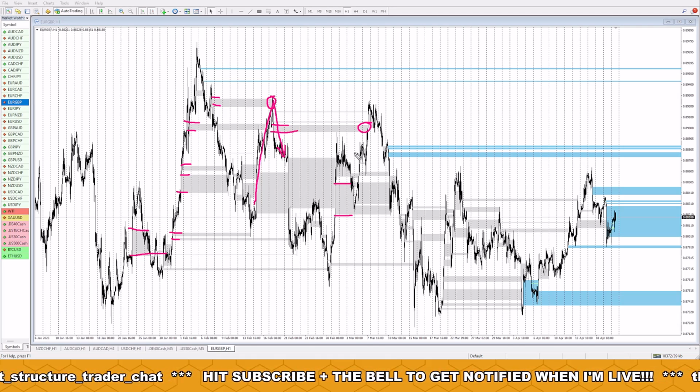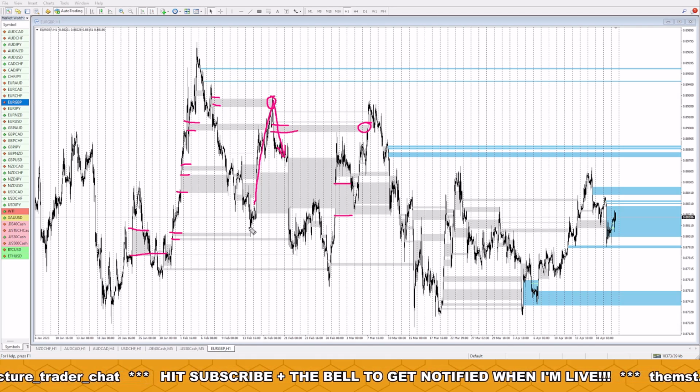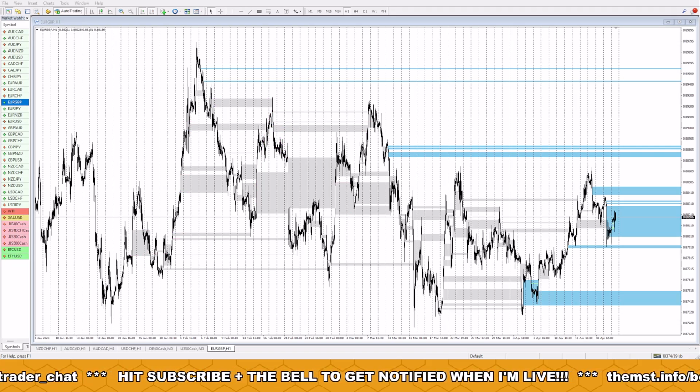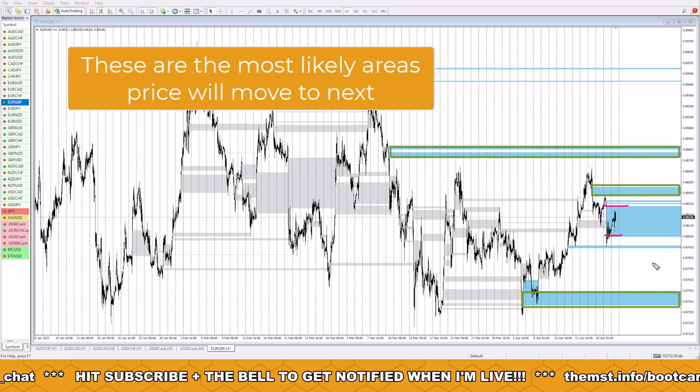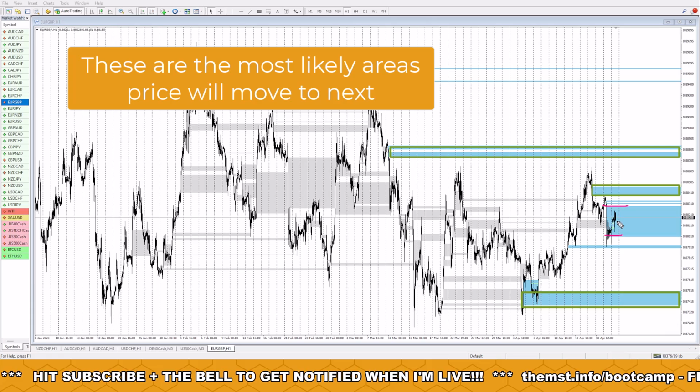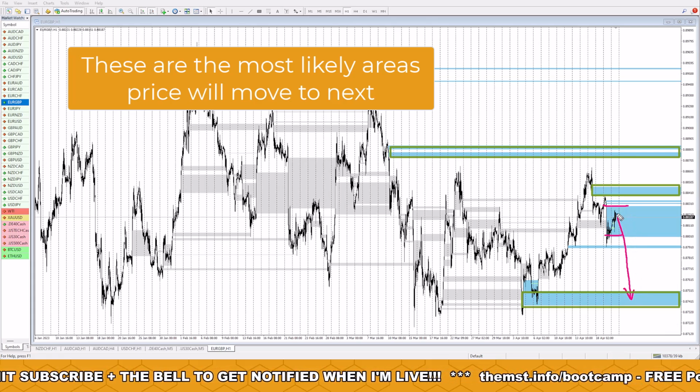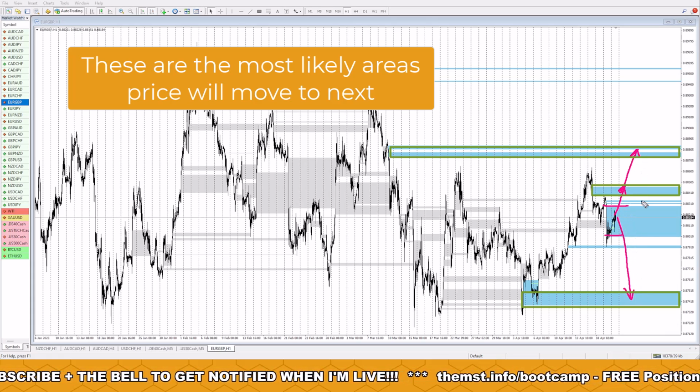So the grey ones here, as you can see, are old propulsion gaps. All of them have been filled. And right now in play, we are sitting inside this very big one here, which was caused by a news event this week, with an obvious target to the downside, upside, and another one there.